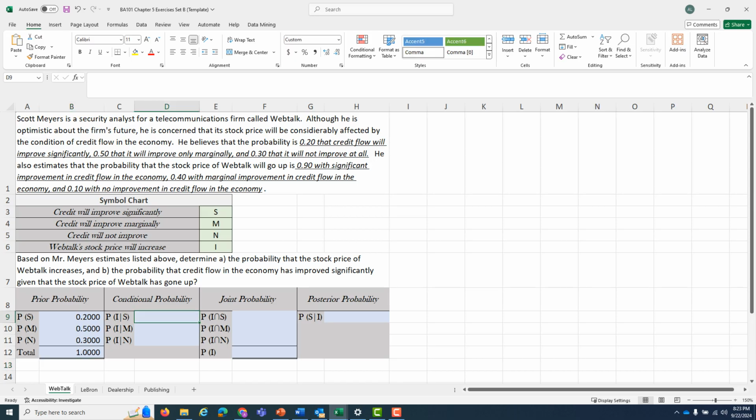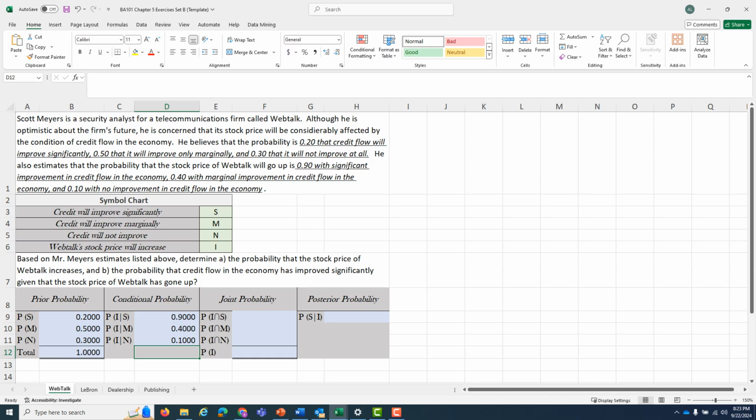We say conditionally that if there is a significant improvement to credit flow in the economy, there's a 90% chance that the stock price increases. If there is a marginal improvement to credit flow, well, we're only estimating that there's a 40% chance. And if there is no improvement at all, we're estimating there's only a 10% chance that our stock price goes up. So what is the joint probability?